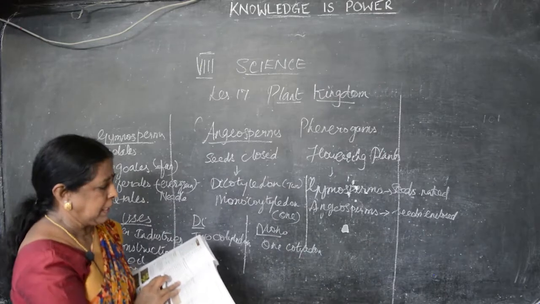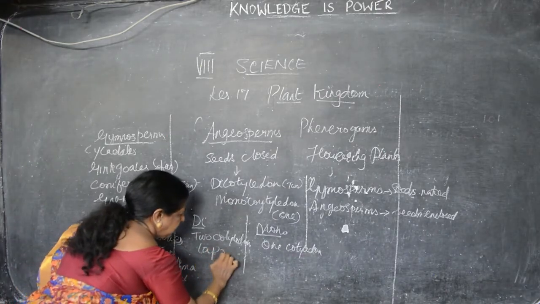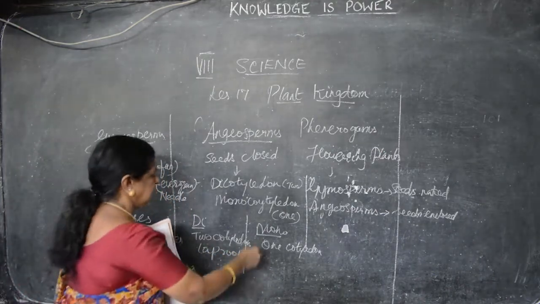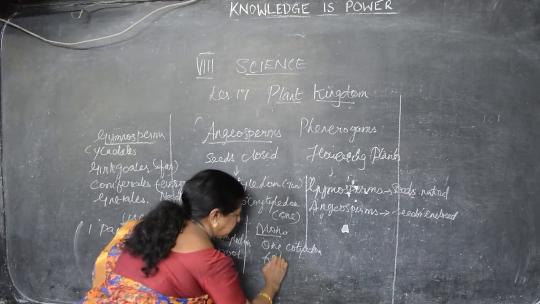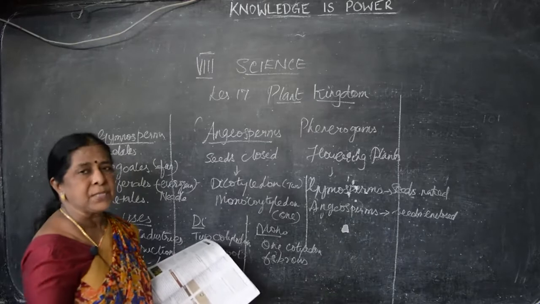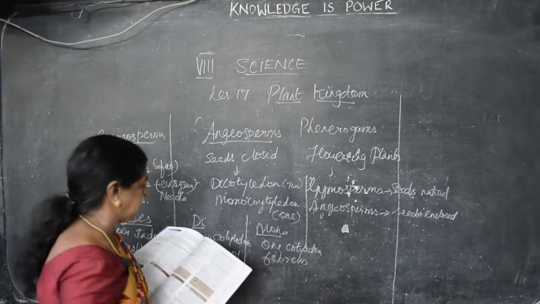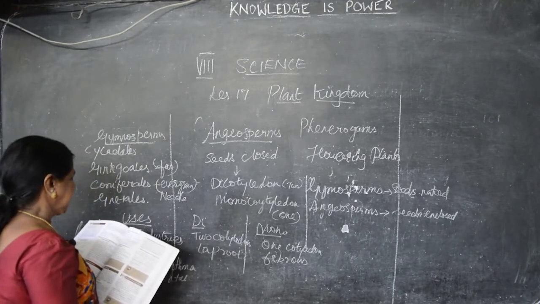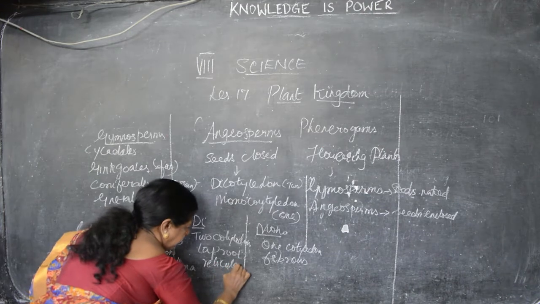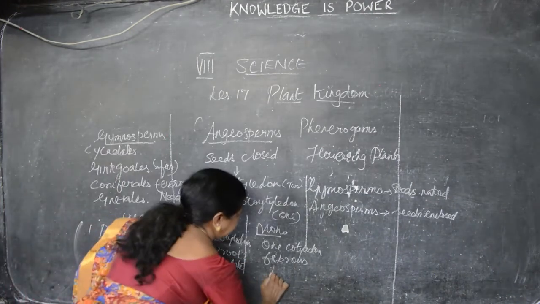Next point, dicotyledon has a taproot system. That is, roots penetrate into the soil, and it cannot be easily uprooted. Monocotyledon has a fibrous root system. Easily it can be uprooted. Then leaves, we can see the venation, no? The arrangement of veins in leaves is known as venation. This is reticulate venation. Reticulate, complicated. This is parallel venation.